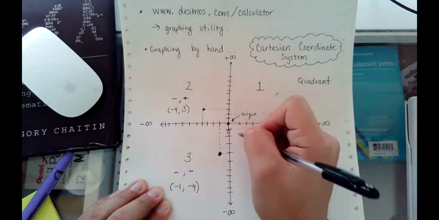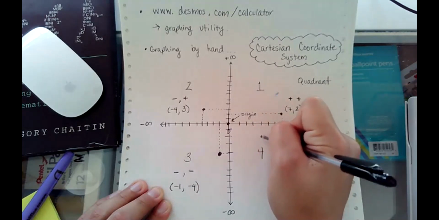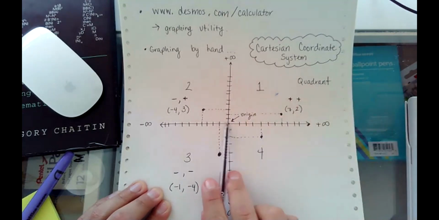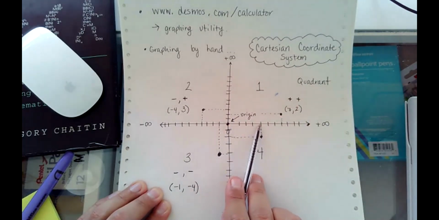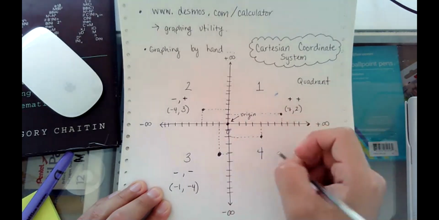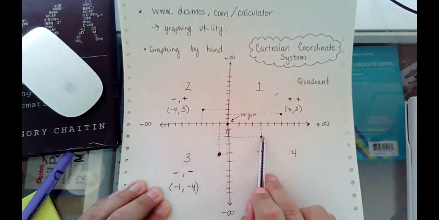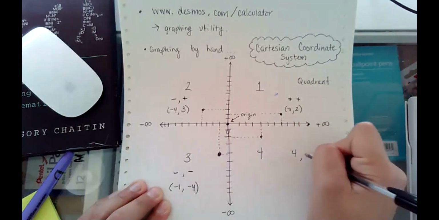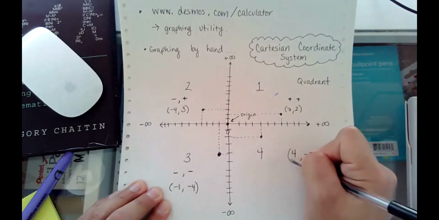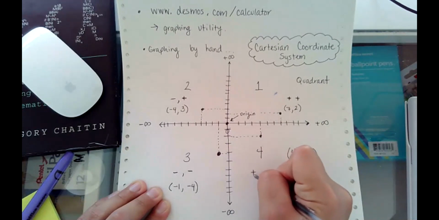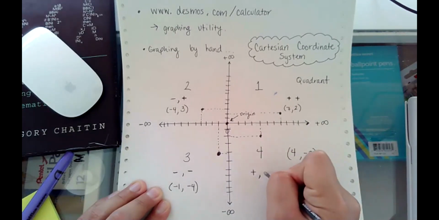And then if I chose something like this, well, again, you're always starting from the origin. We went over 1, 2, 3, 4. So you start with the x-axis or the x value. That was a positive 4. And then we went down 1, 2. So that's negative 2 for the y value. So you'll notice that quadrant 4 has a positive x value and a negative y value.